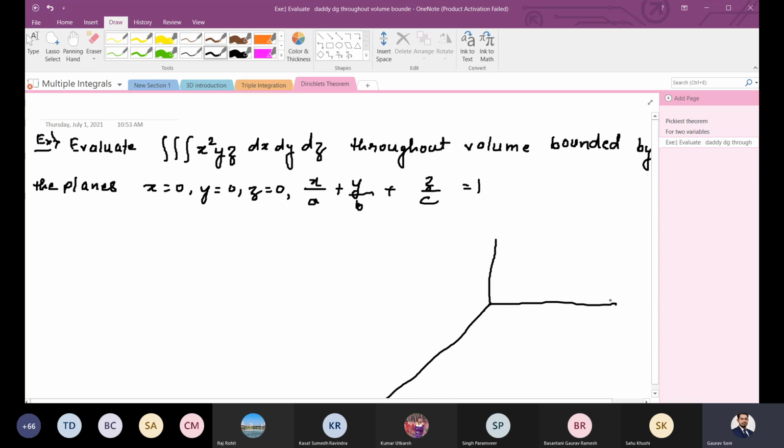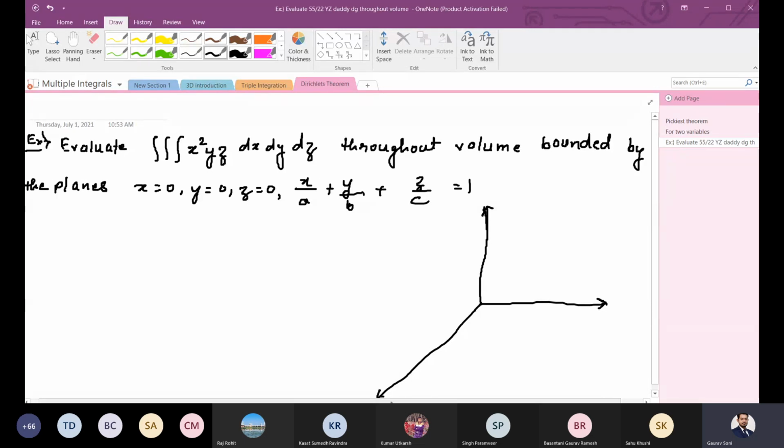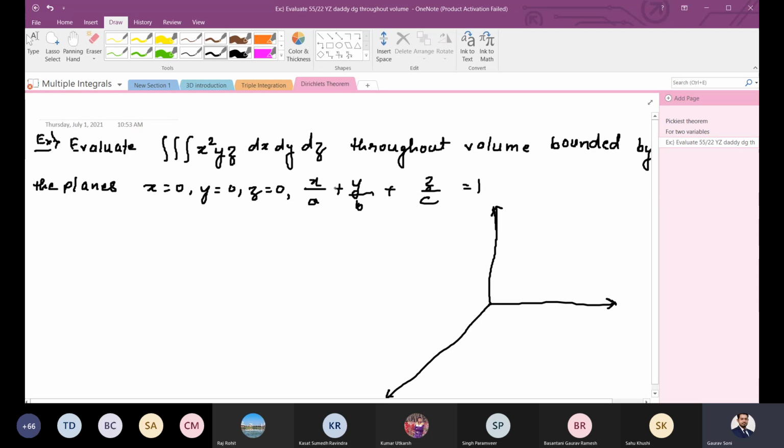I'll draw the diagram first of all. Look, a, b, c represent the x-intercept, y-intercept, and z-intercept. If you put y and z as 0, you are going to get x equal to a. So the x-intercept will be (a, 0, 0), y-intercept will be (0, b, 0), and z-intercept is going to be (0, 0, c). So this is just the tetrahedron that we saw in the first lecture while we were solving triple integrals. And this is the volume over which we have to evaluate.